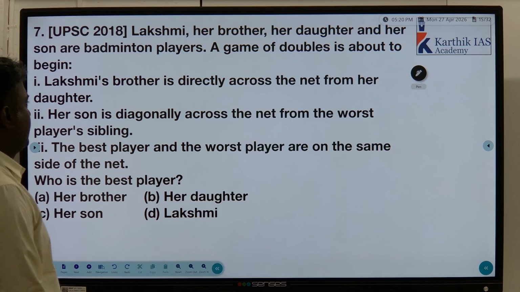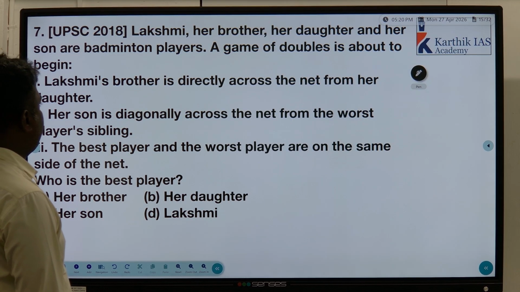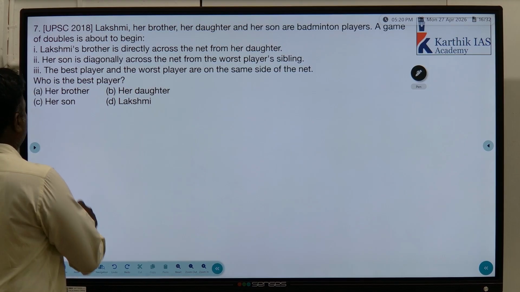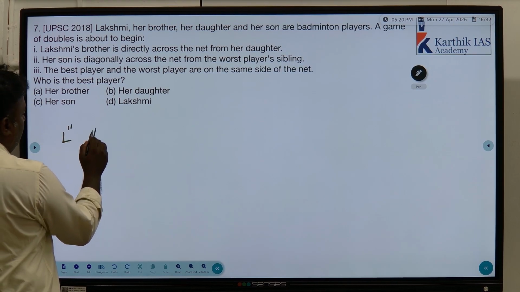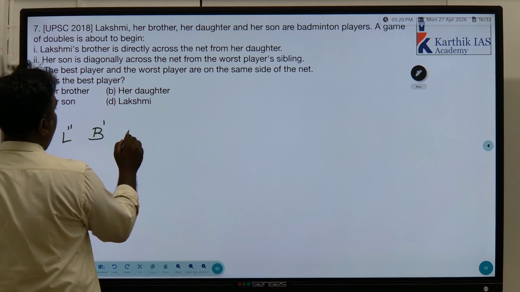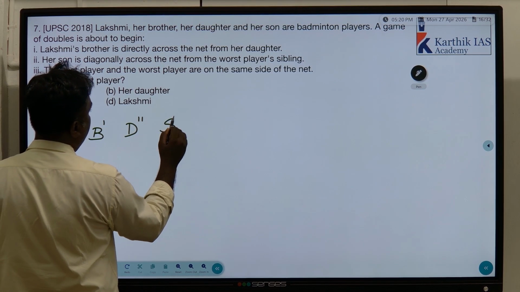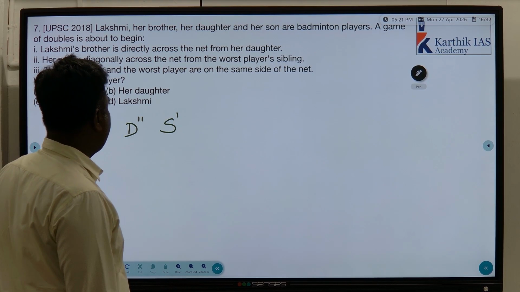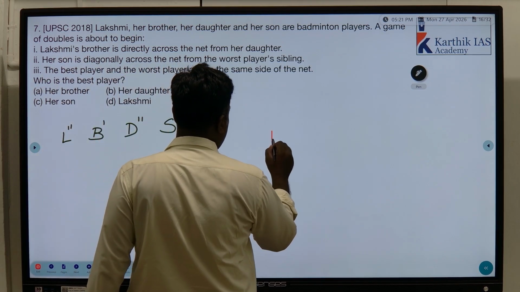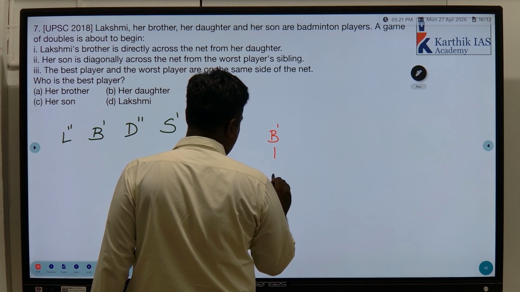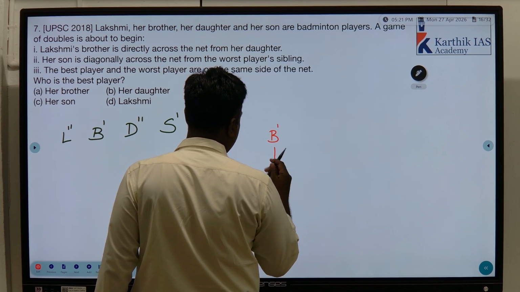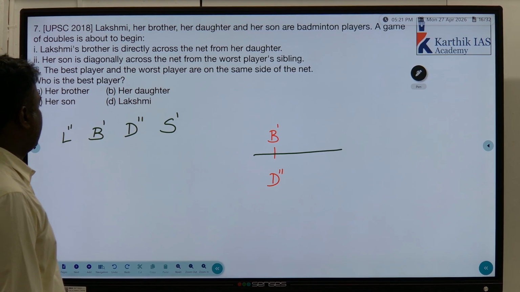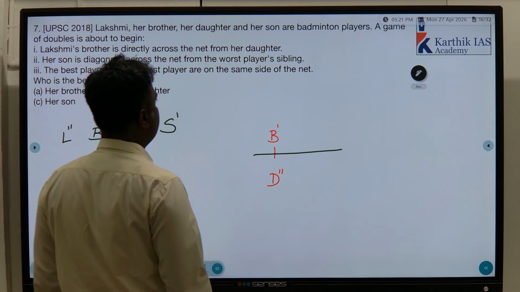2019 question. Lakshmi, her brother, her daughter, her son are badminton players. A game of doubles is about to begin. So Lakshmi, her brother, her daughter, her son, so 2 males and 2 females are there. Lakshmi's brother is directly across the net from her daughter. Her son is diagonally across the net from the worst player sibling.